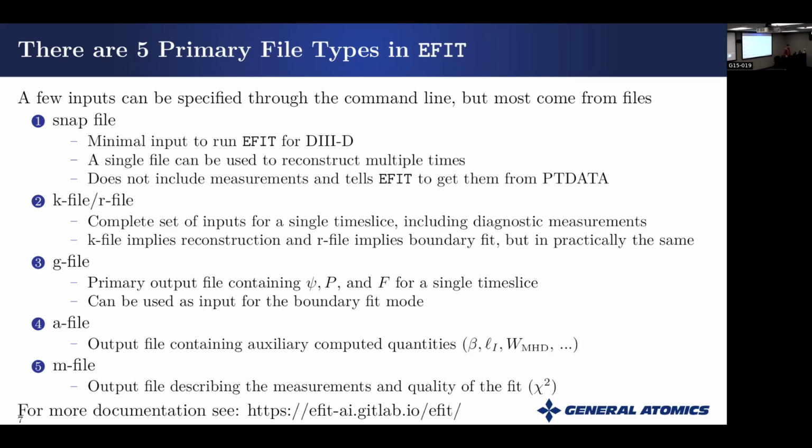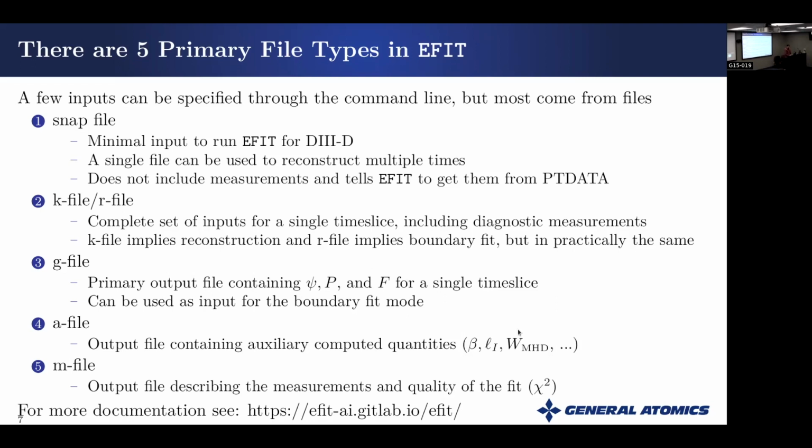So you can essentially, a mnemonic way to remember these: the snap file is the quickest and easiest, especially if you're not using OMFIT. The K file is where you would put kinetic information. The R file can resolve for the boundary with different profiles. For example, the G file is sort of the most general output of EFIT. An A file contains auxiliary information, and the M file is measurements. This is all documented in much more detail on our GitLab page.